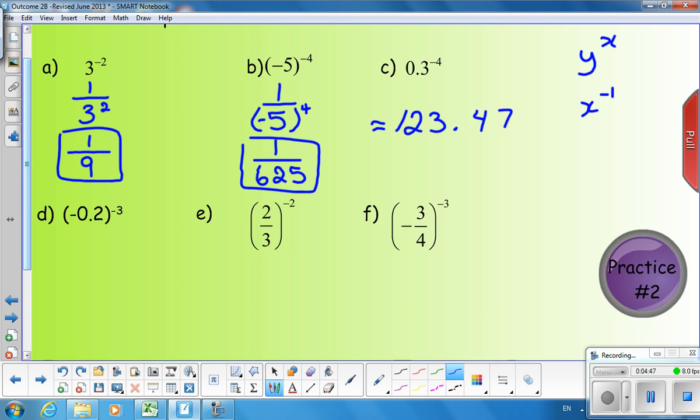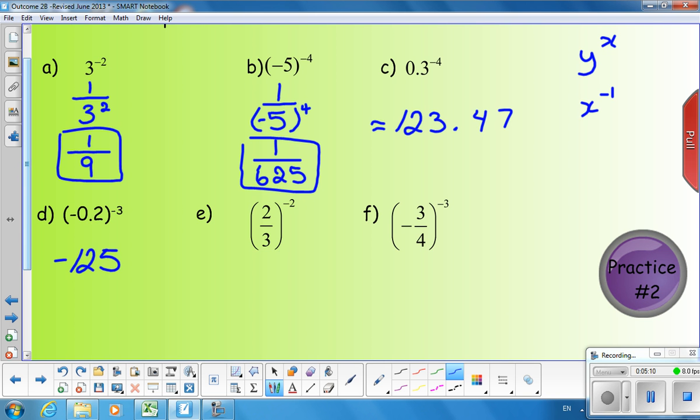Let's try the same thing with this next one. So when we're punching this one into our calculator, we have -2 all to the power of -3, and I get negative 125. Part E is a fraction, so you don't need your calculator for this one.